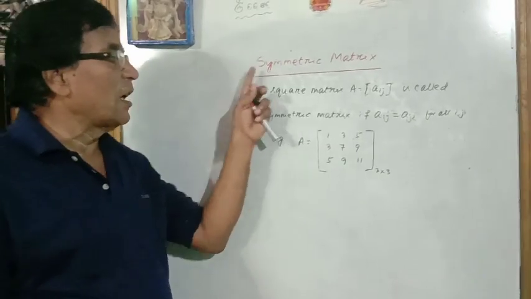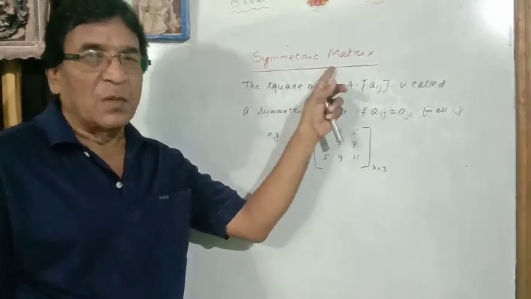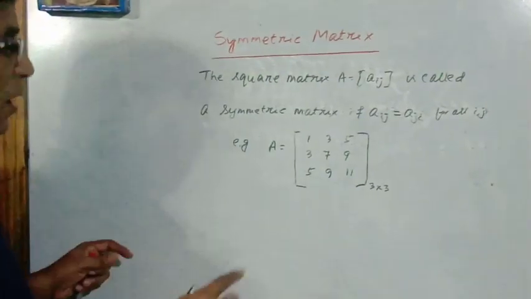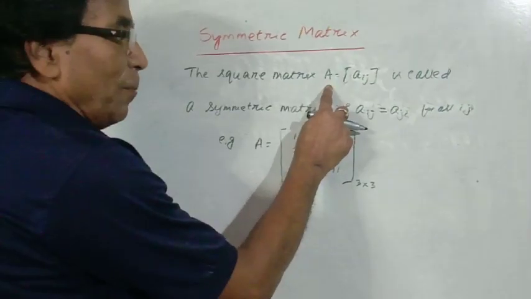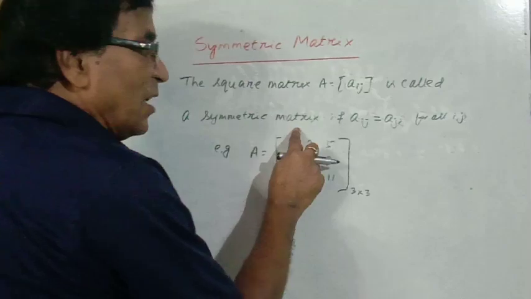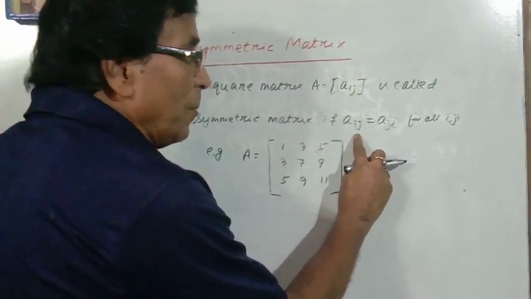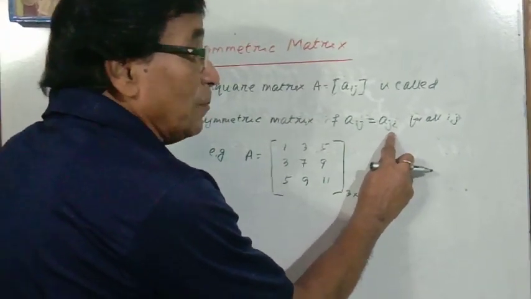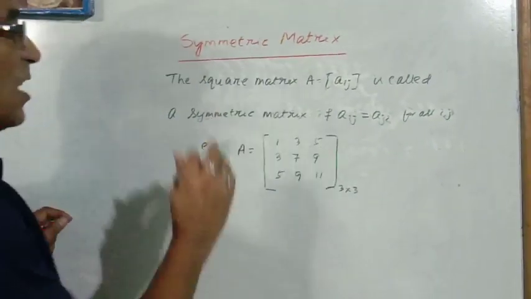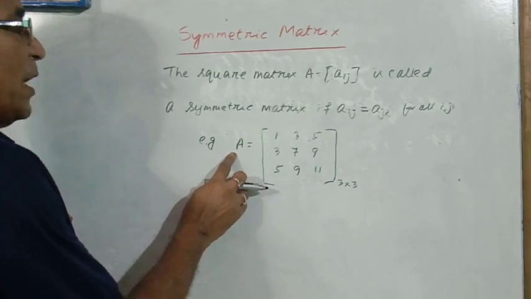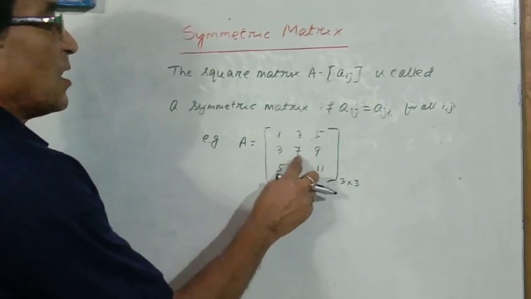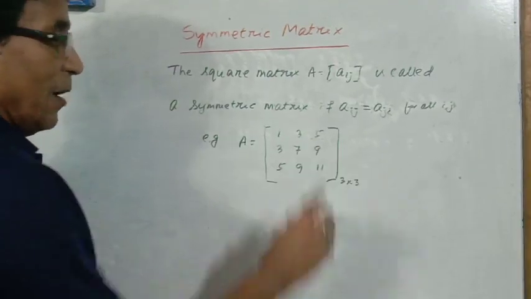Today we'll discuss symmetric matrix. What is the definition of a symmetric matrix? Remember, the square matrix A, that is Aij, is called a symmetric matrix if Aij is equal to Aji for all i, j. That means, for example, here we will take a square matrix A of order 3 cross 3, that is 1, 3, 5, 3, 7, 9, 5, 9, 11.